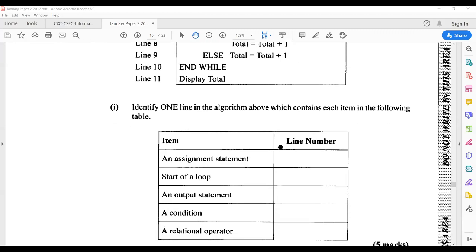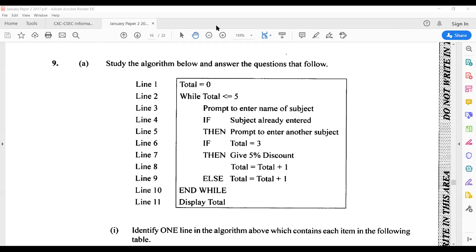Okay, what about a condition? Which line is a condition? Yes, line 6. A condition means you're going to be comparing two values or doing some sort of comparison. So we have a couple of lines. Line 4: if the subject was already entered, so they're checking to see if this was entered already. Line 6: if the total is 3, so it's checking the value of total against 3. So those are two options.